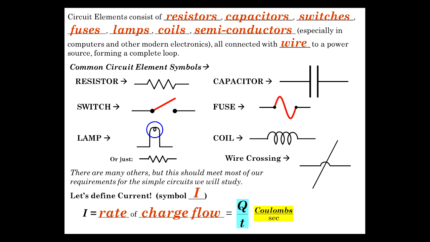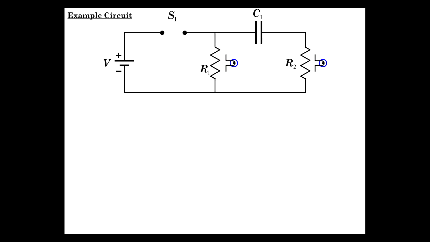That has another expression, another definition. It's called an ampere. Now amperes would then be the fundamental unit for current, often referred to as just amps for short, and the symbol is just capital A. So that is the definition of current in any circuit. Before going any further, let's go ahead and look at an example circuit.